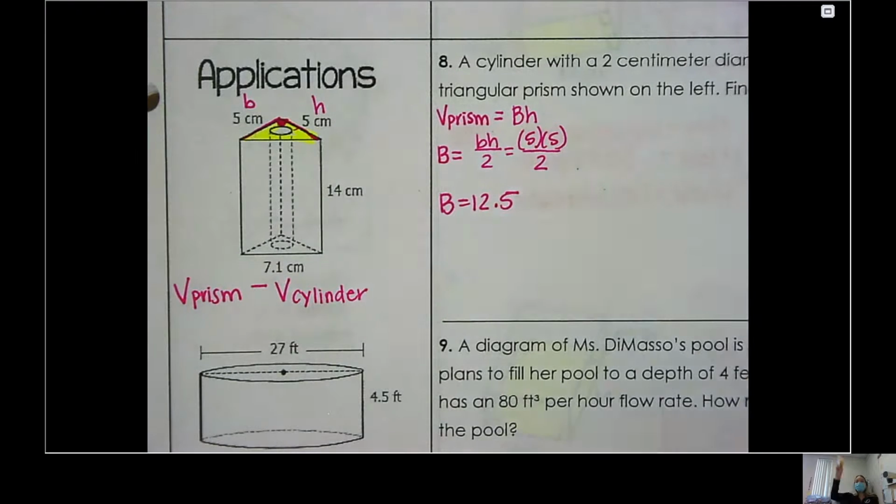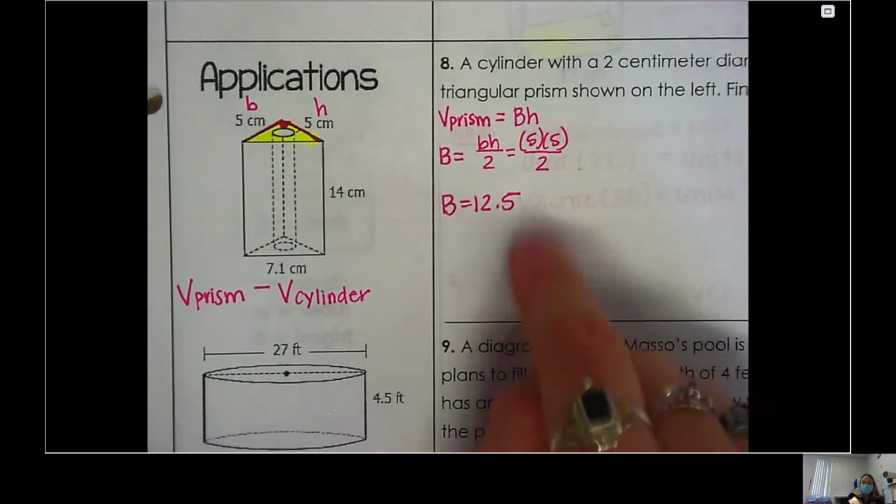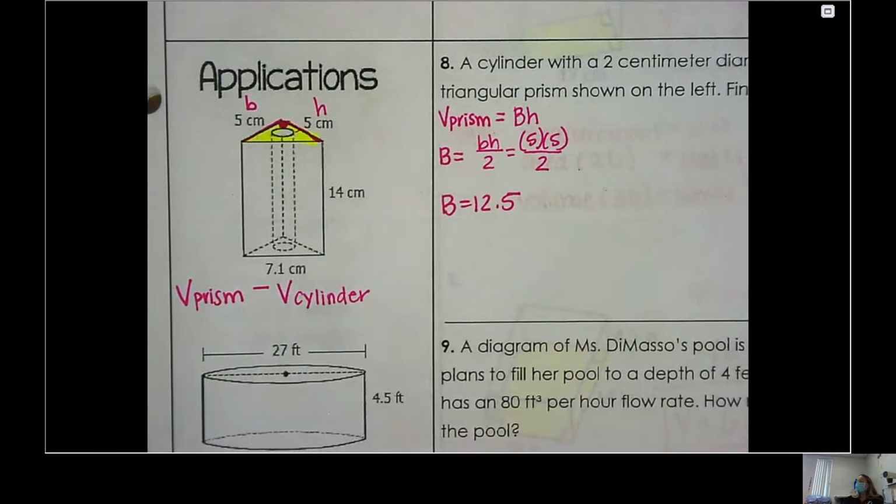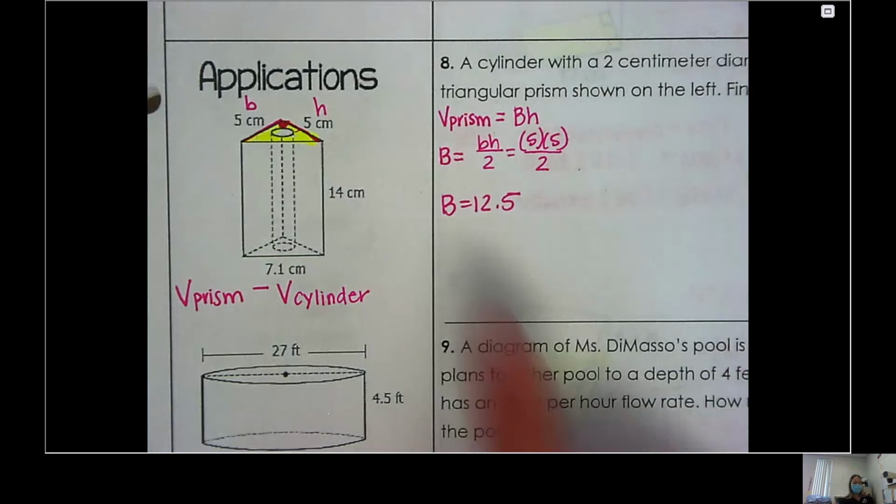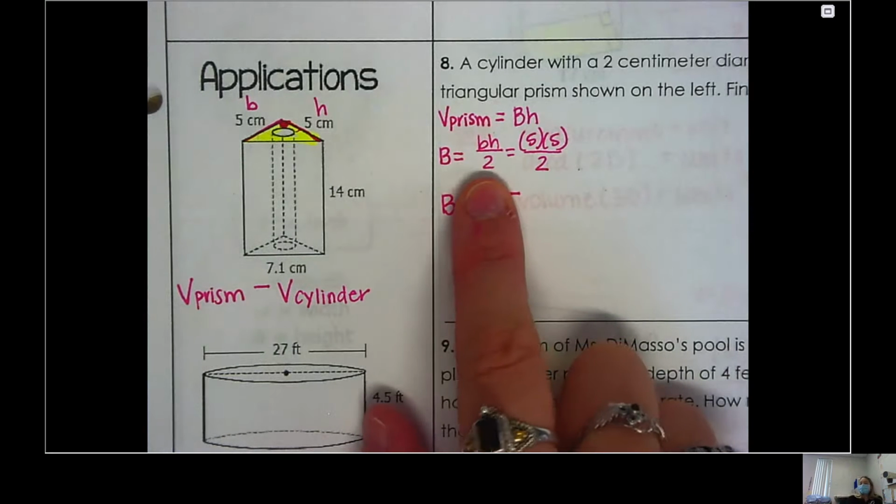Volume of the prism minus, we take the cylinder out of it. Okay, so we started the prism. We did not finish the prism, it looks like. To find the volume of a prism, you have to find the area of the base, and my base shape was a triangle. So we have to find the area of the triangle and then multiply it times the height of the prism. So we started with the area of the triangle at the bottom.